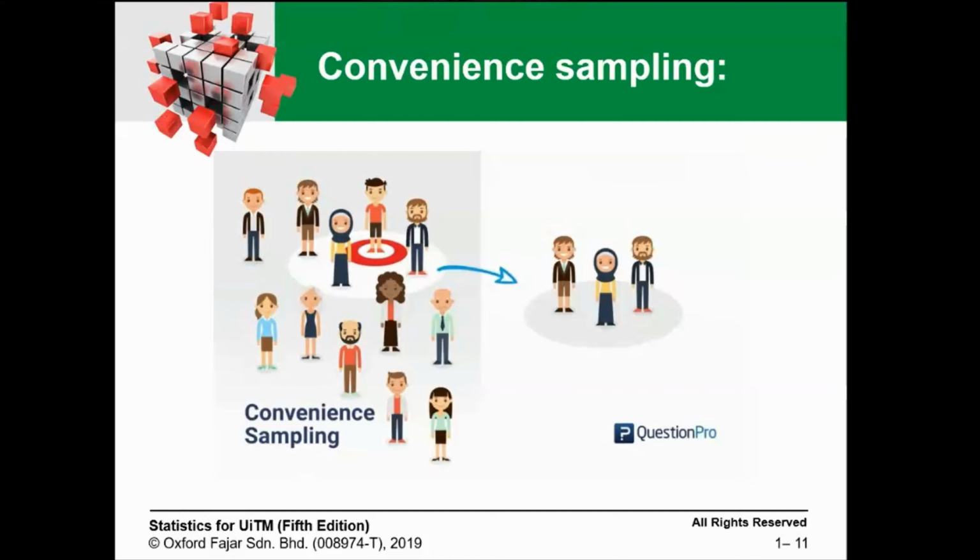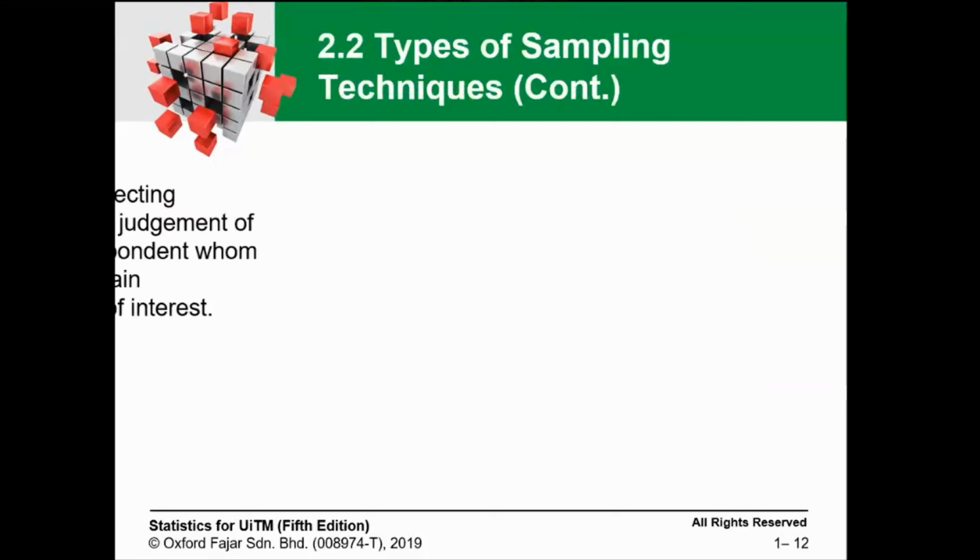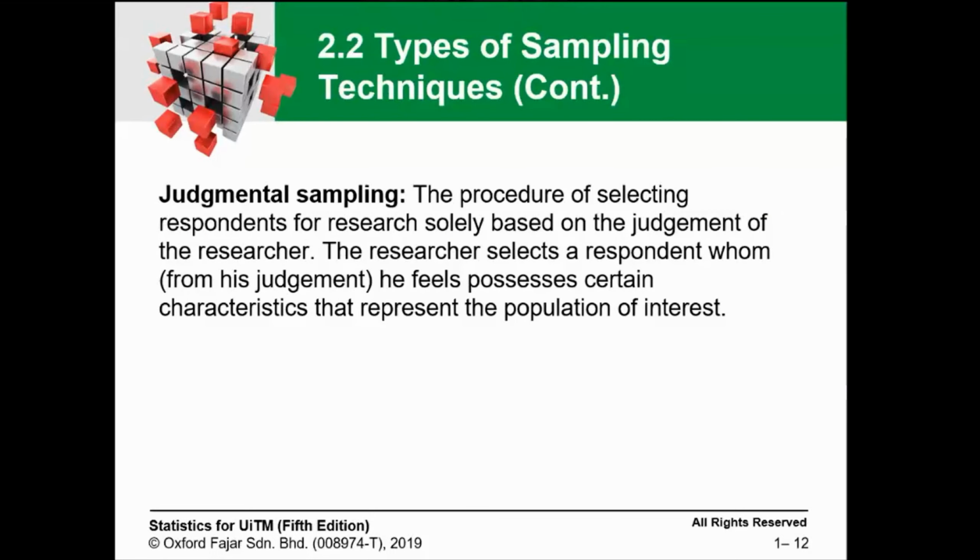So this is the first type of the non-probability sampling techniques. We have the other type: the judgmental sampling technique. It is the procedure of selecting respondents for research solely based on the judgment of the researcher. The researcher selects a respondent who, in his judgment, possesses certain characteristics that represent the population. From his point of view, he believes that those people are suitable and fulfill the characteristics.